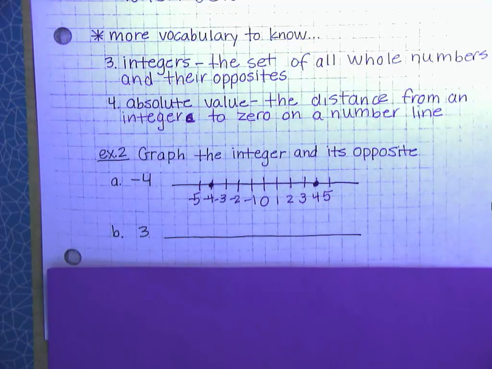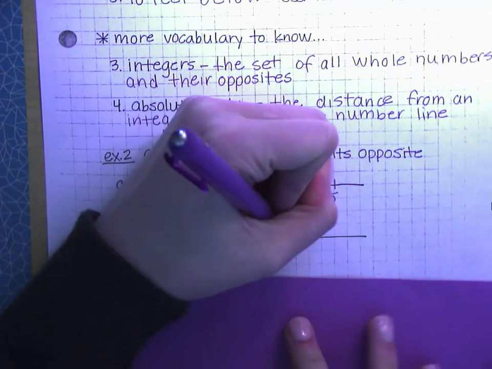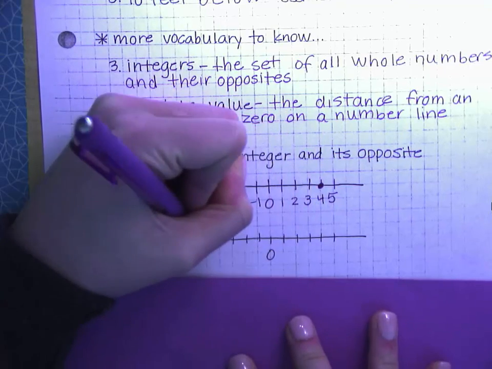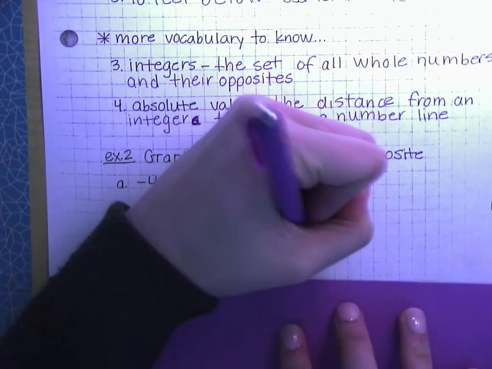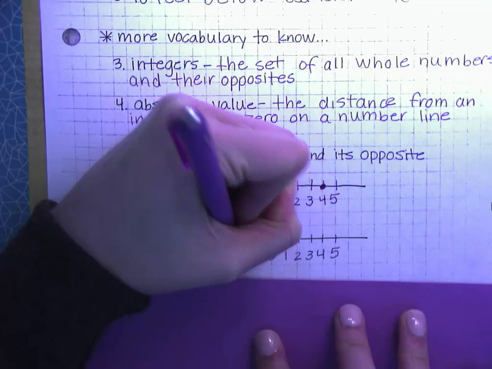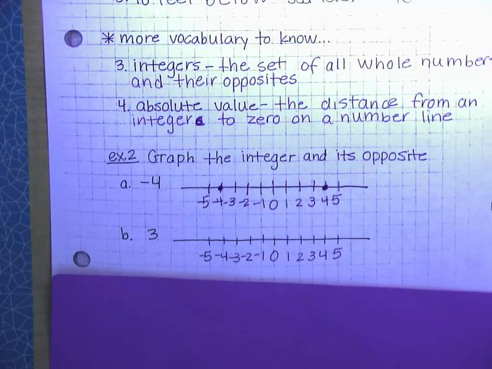+3. Okay, we can start by labeling our number line. So I'm going to have positive on the right and negative on the left. So where am I going to plot 3? On the +3.